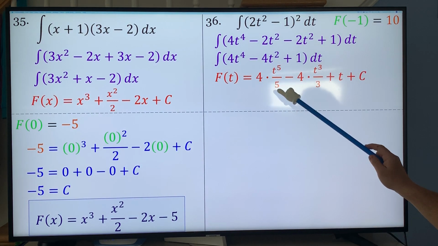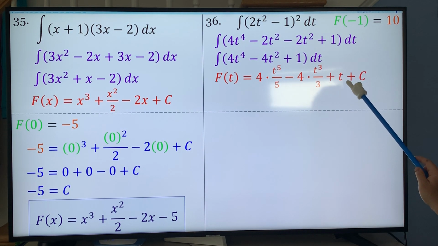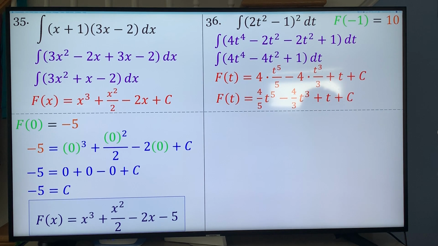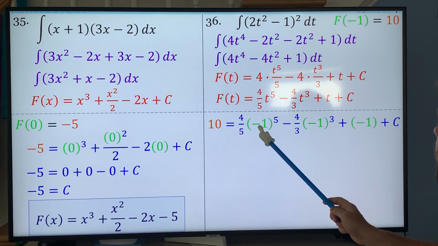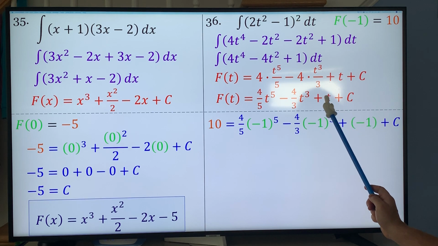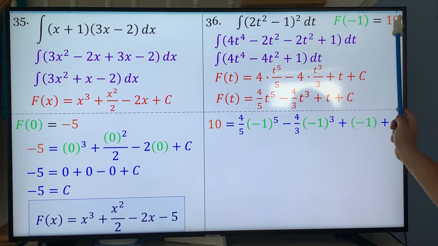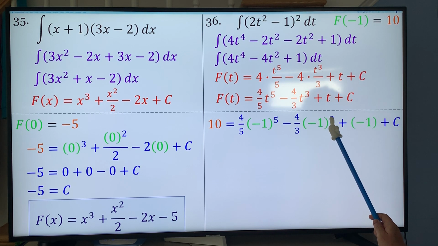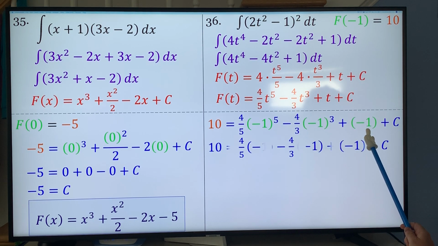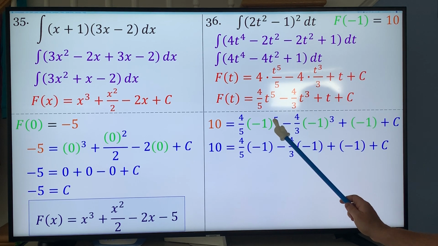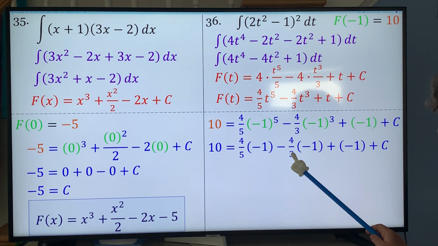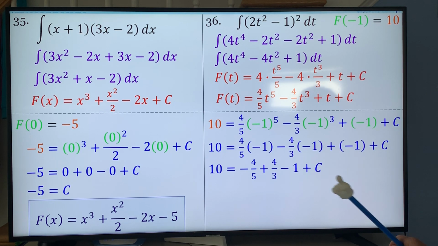4 times t to the 5th over 5 minus 4 times t to the 3rd over 3 plus t plus c. 4/5, 4/3. All right. What do we got here? We got a negative 1 for our t. All right. And we got a 10 for that. Negative 1 to the 5th power is negative 1. Negative 1 to the 3rd power is negative 1. And negative 1 by itself is negative 1. All right. If these were even exponents, it would turn into positive. So you got minus 4/5 plus 4/3 minus 1 plus c.